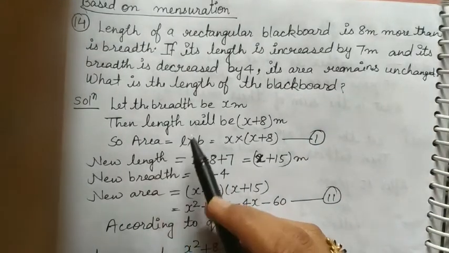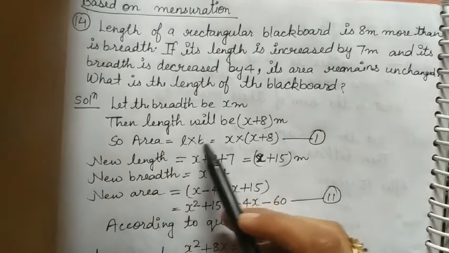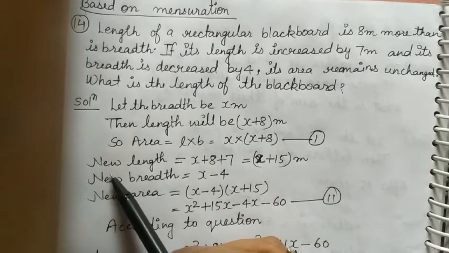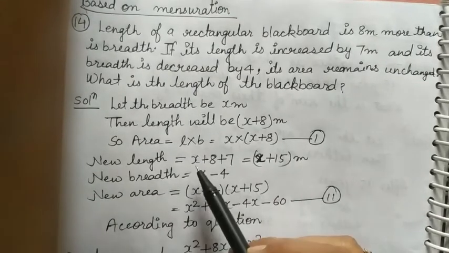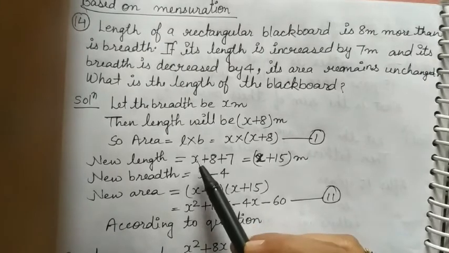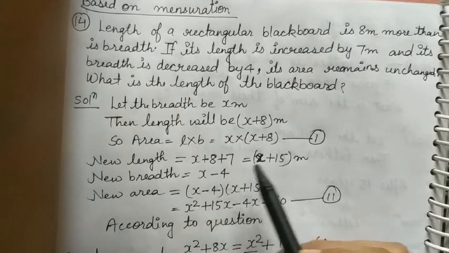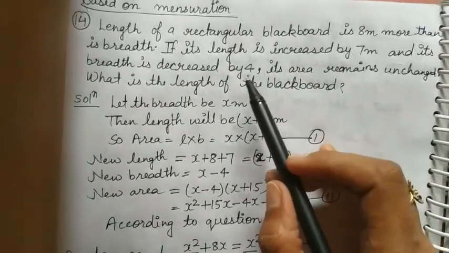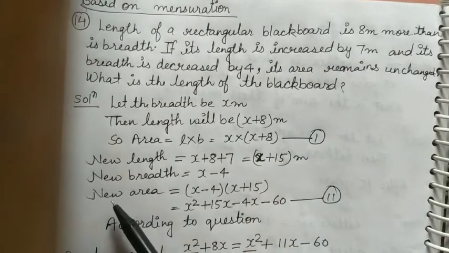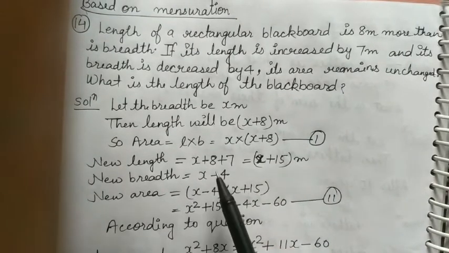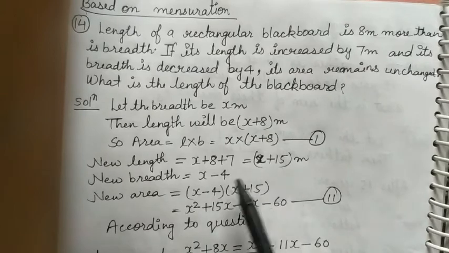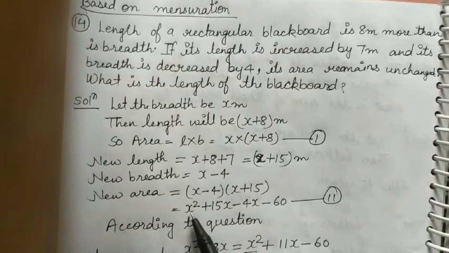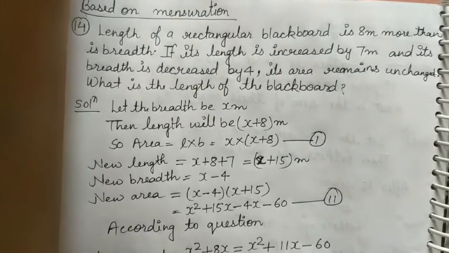To calculate the area of a rectangle we use the formula length into breadth. So it will be x into x plus 8. Then after increasing the length, the new length will be x plus 8, the previous length, plus 7, so we get x plus 15 meter, and the new breadth will be x minus 4 because it is decreased by 4. After that we have to find the new area. We multiply both length and breadth, so it will be x plus 15 into x minus 4. By multiplying we get x square plus 15x minus 4x minus 60.